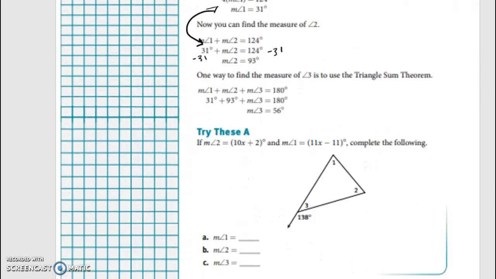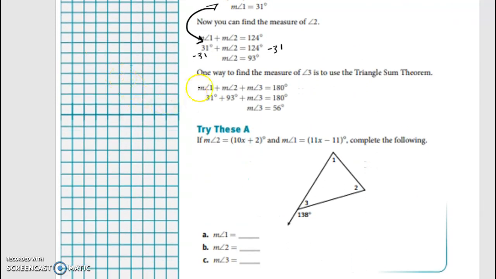Now one way to find the measure of angle 3 is to use the triangle sum theorem. So if we do angle 1 plus angle 2 plus angle 3 equals 180, we just figured out that angle 1 is 31, angle 2 is 93, plus the measurement of angle 3 equals 180. If we subtract both of these things from both sides, we get that the measurement of angle 3 is 56 degrees.